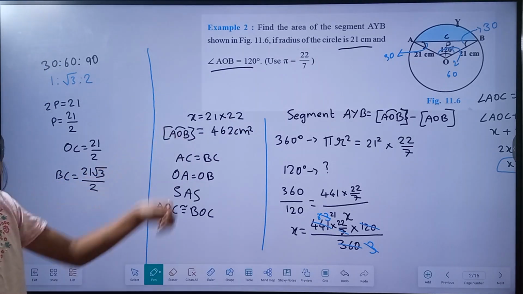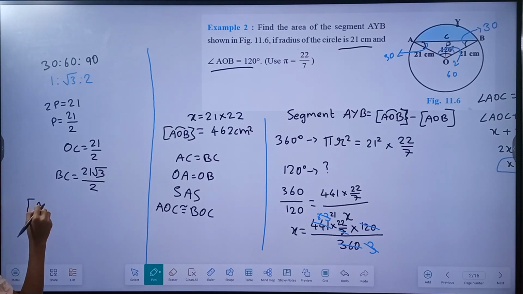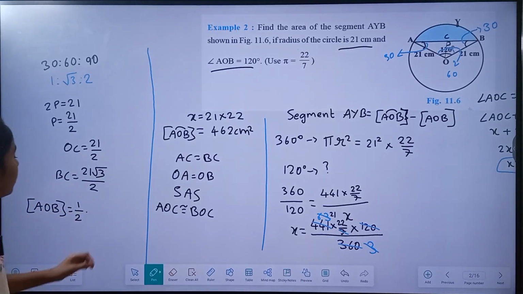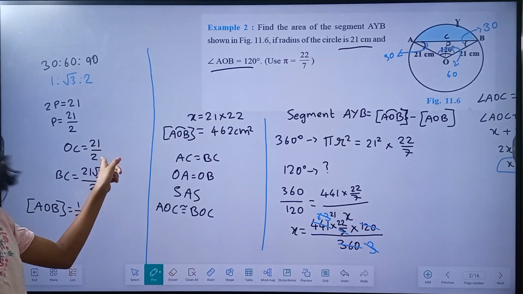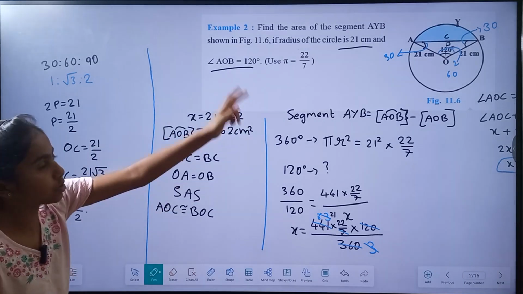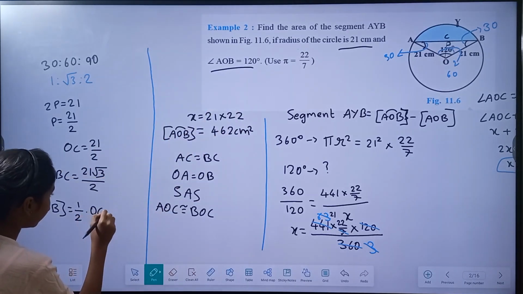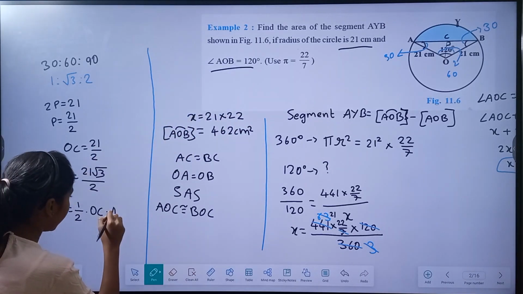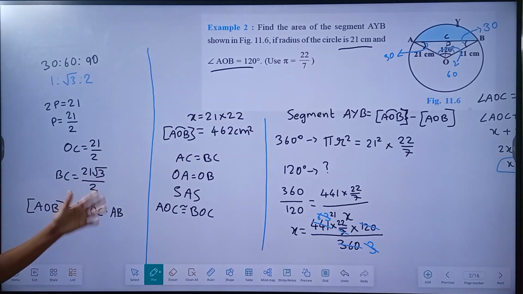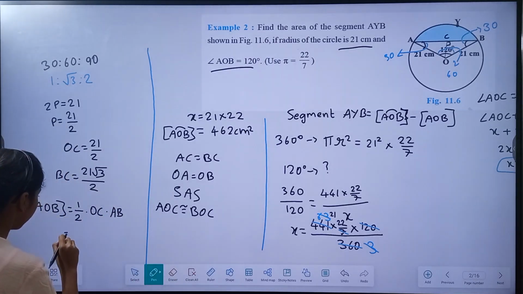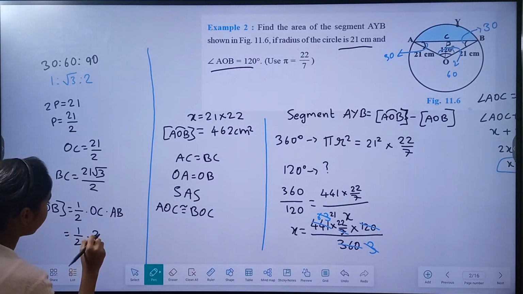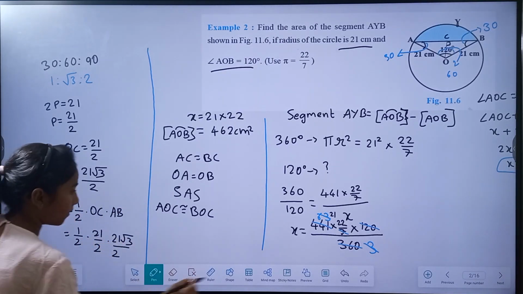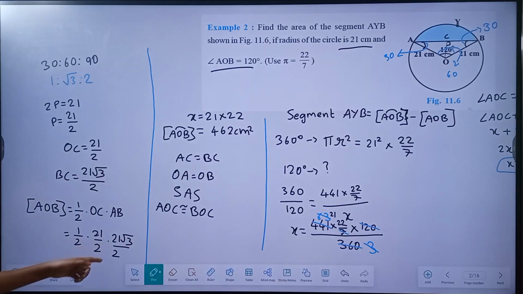And the area of the triangle AOB equals half into the height, which is OC, into the base AB. Now the height is 21 by 2, and AB is 2 into BC. This is the area of the corresponding triangle AOB, which is also equal to half into 21 by 2 into 21 root 3 by 2.